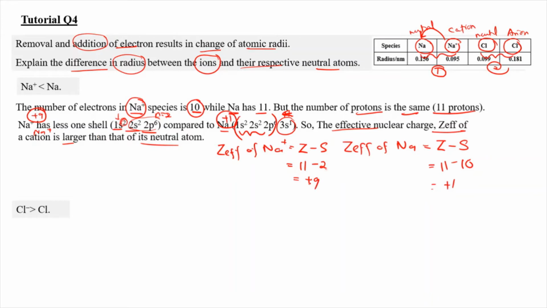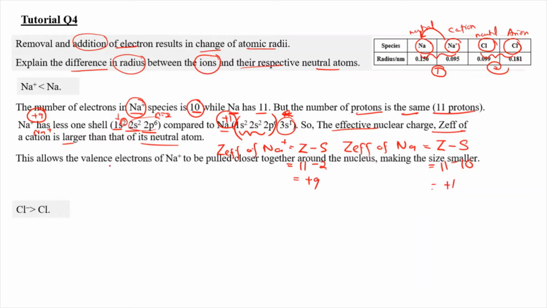Okay, so as you can see here, Na+ will have +9, while the Na atom will have +1. So the force of attraction in Na+ will pull the valence electron towards the nucleus more strongly and hence make the size smaller. As a result, the size of Na+ is going to be smaller than Na.